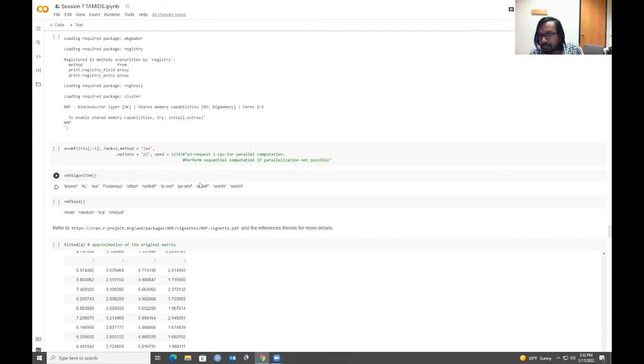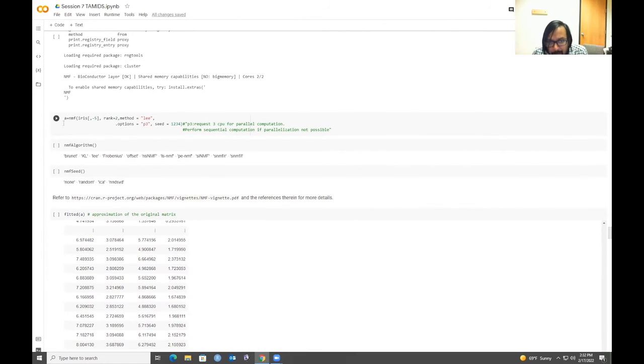Next is how do you choose the initial values? And that is chosen by the NMF seed. These are different options. Seed equal to 1, 2, 3, 4 means we're choosing a random seed.